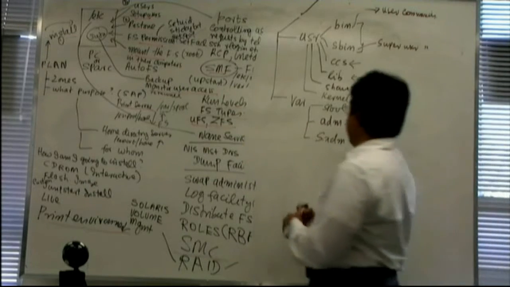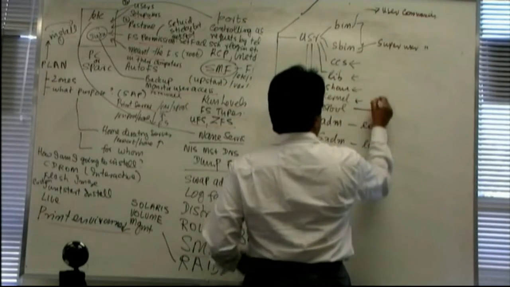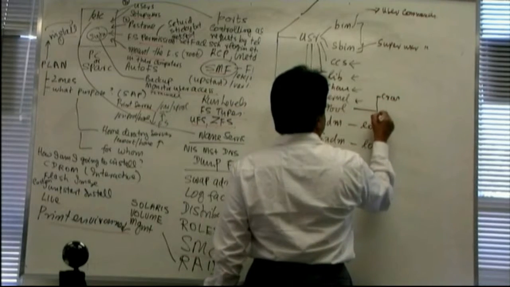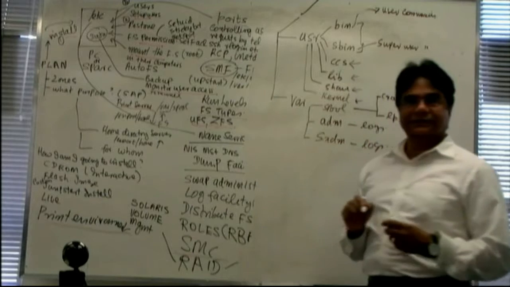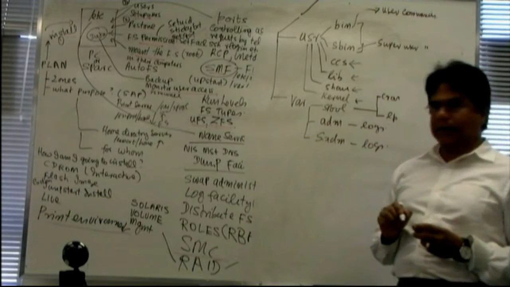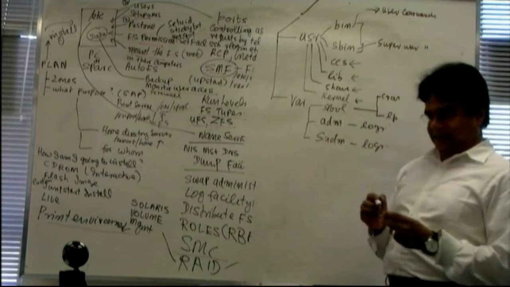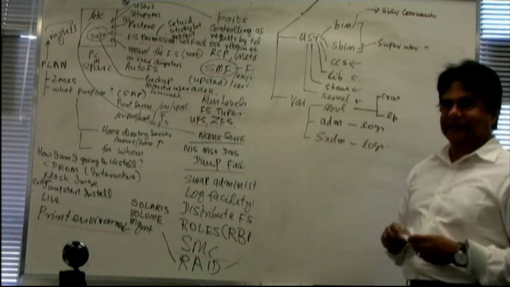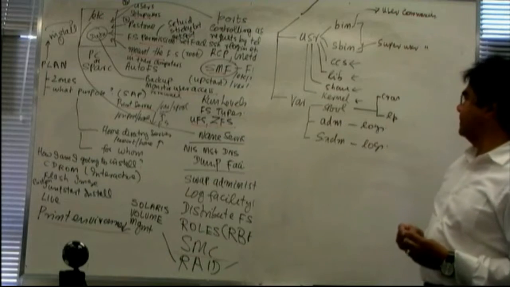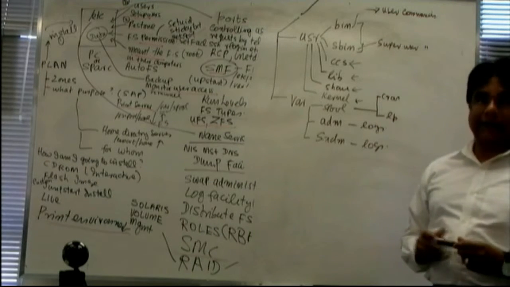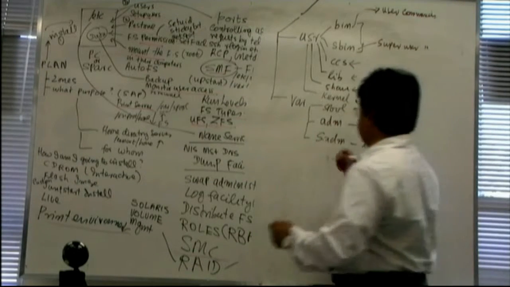Then what else do you have? Under spool, what are the different things? You have cron jobs, you have LP jobs under spool, package, Samba, all those things. Under var we have svc also.